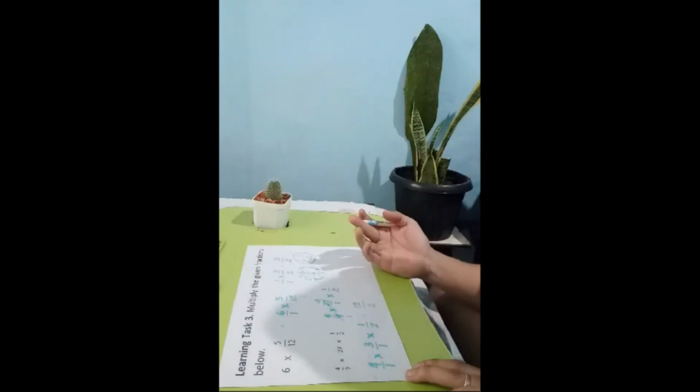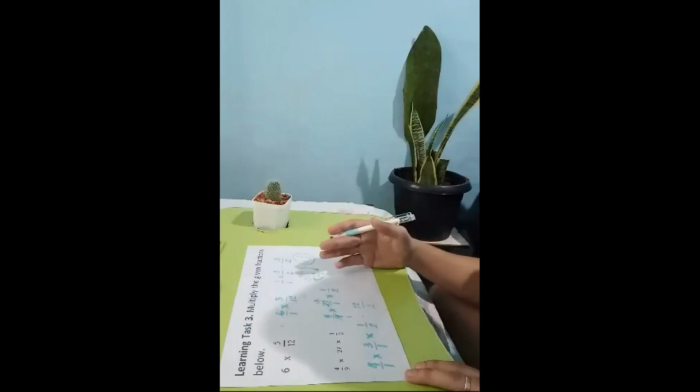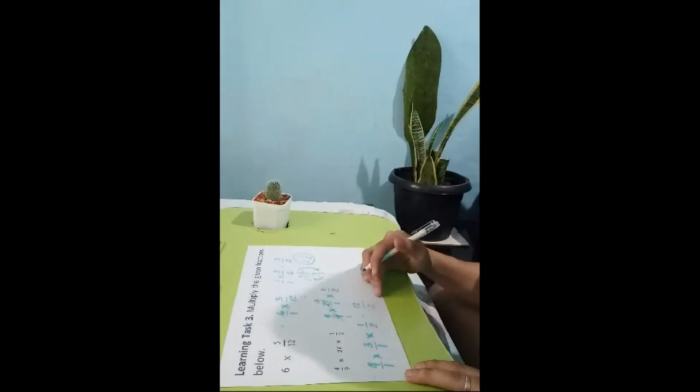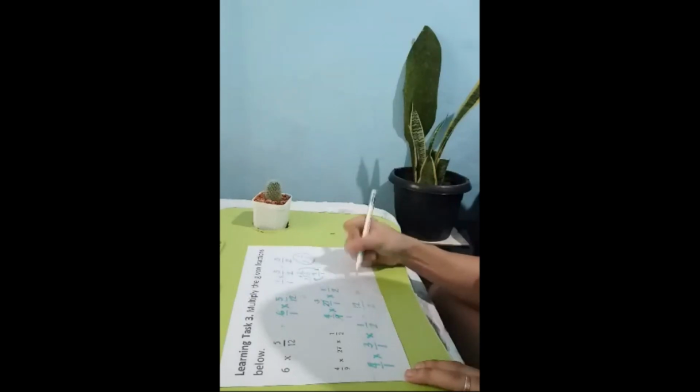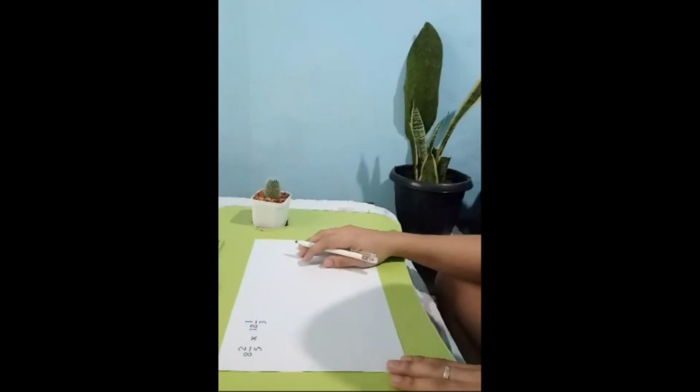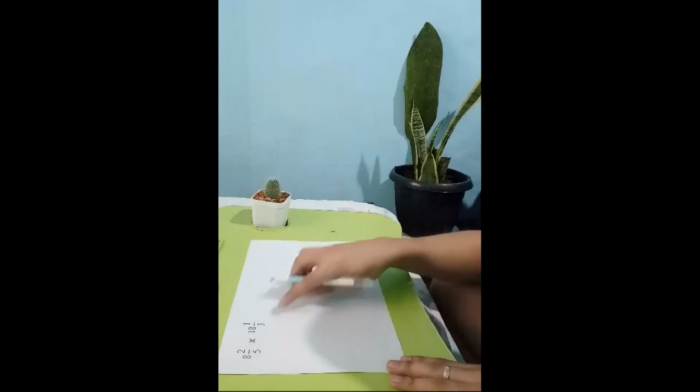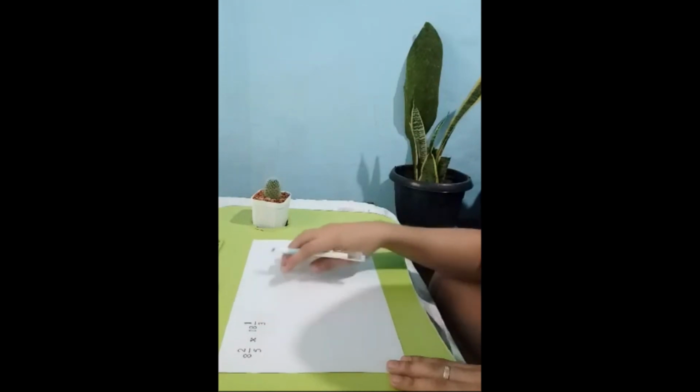Now, 12 over 2. So, ano mapapansin natin? Ito ay example din ng improper fraction. So, paano natin gagawing mixed number? So, what we are going to do is to divide our numerator by our denominator. So, 12 divided by 2 is 6. So, a whole number of 6. Very good.